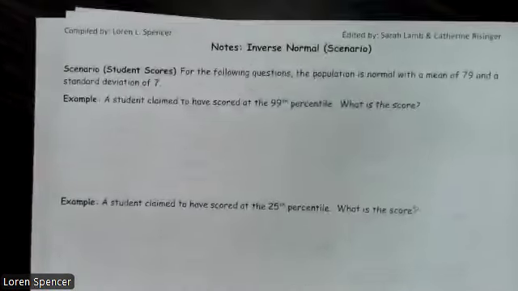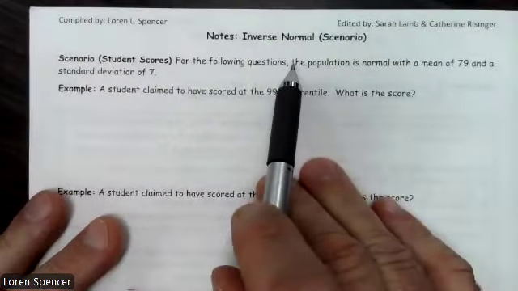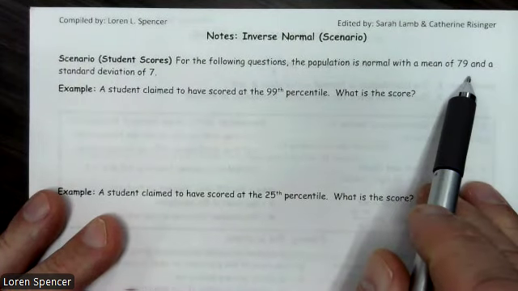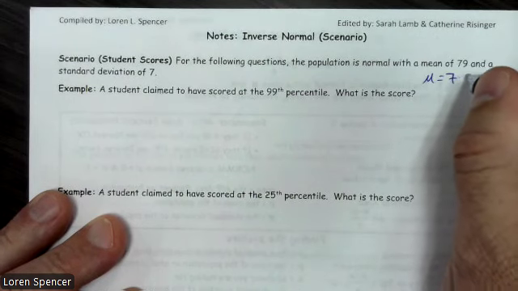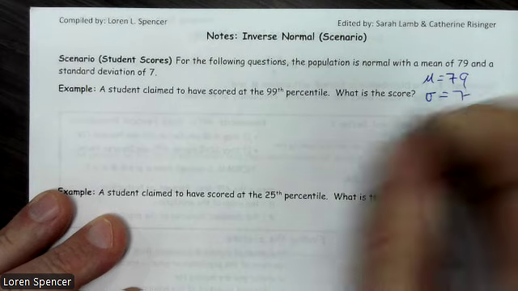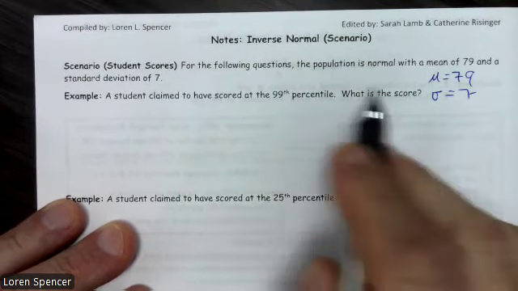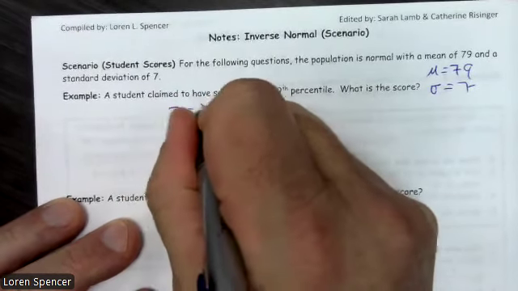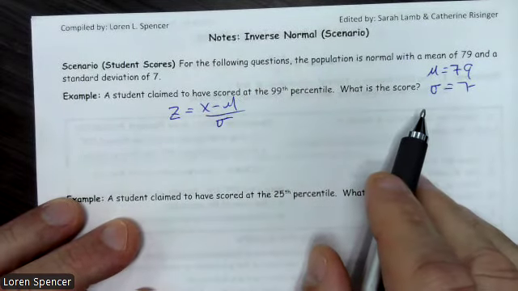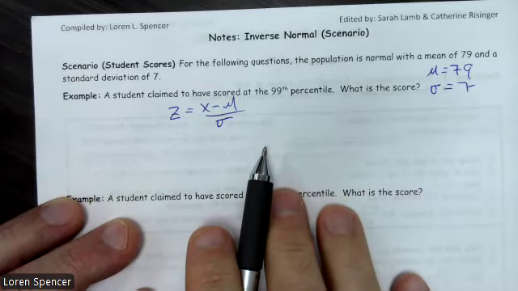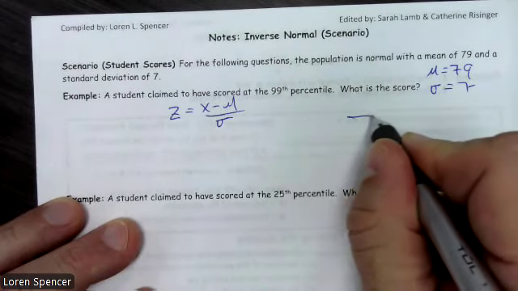But what happens if we actually have actual scores? For the following questions, the population is normal with a mean of 79 and standard deviation of 7. A student claimed to have scored at the 99th percentile. What is the score? Okay, so z equals x minus mu over sigma. And we have to show all of this work. I'm going to let the calculator do the hard part for me, but we still have to show all the work.